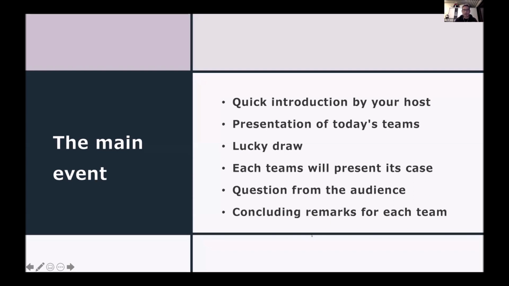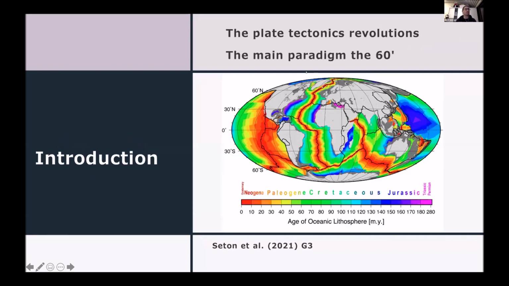Let's start with a small introduction. So, plate tectonics. Why do we want to talk about plate tectonics and why do we have this battle today? So basically, in the 60s we had what we call the plate tectonics revolution. It was a paradigm shift. Basically, the plate tectonics theory explains what we observe on the oceanic seafloor.